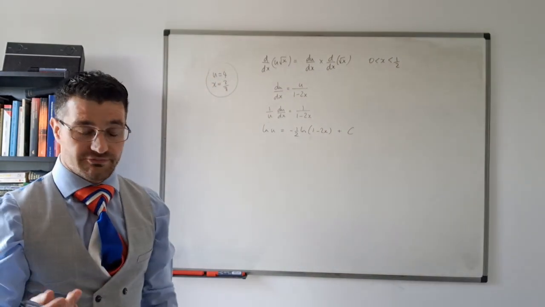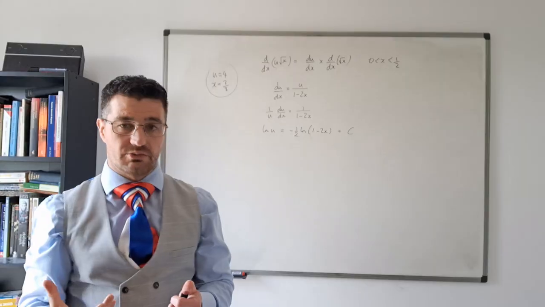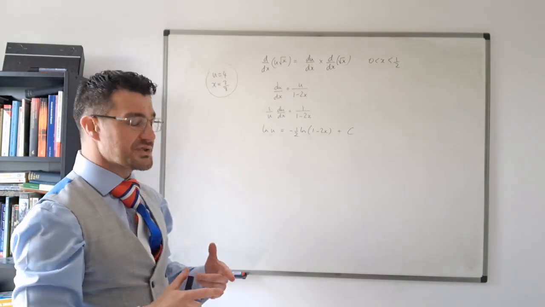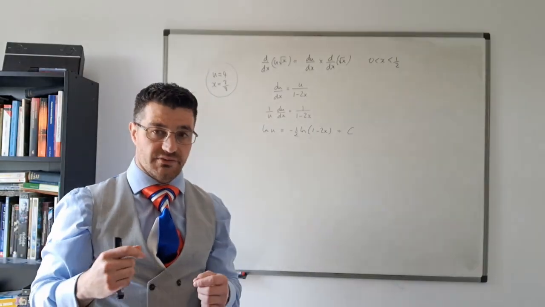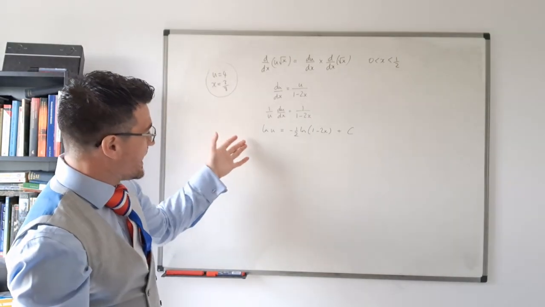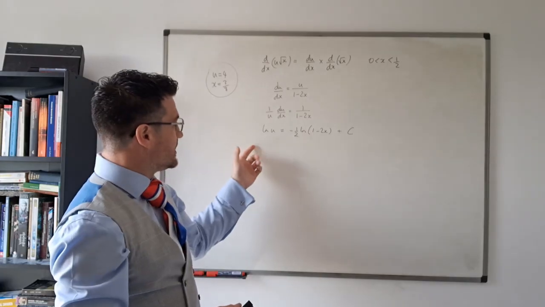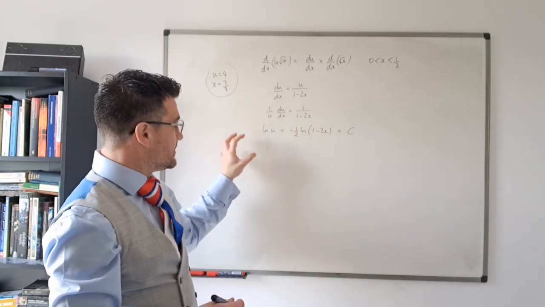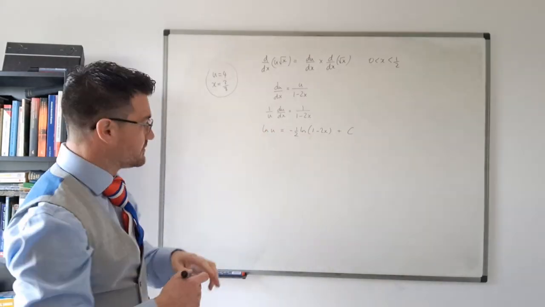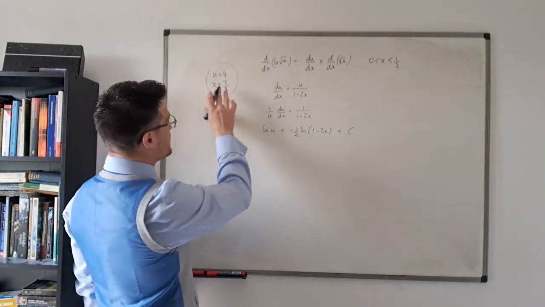So it's not a general solution that I want, it's a particular solution. Also, bear in mind that I've been instructed to find u in terms of x, which means that I'm going to have to rearrange this to make u the subject, okay? Which shouldn't be too difficult to do. But okay, let's plug these values in.